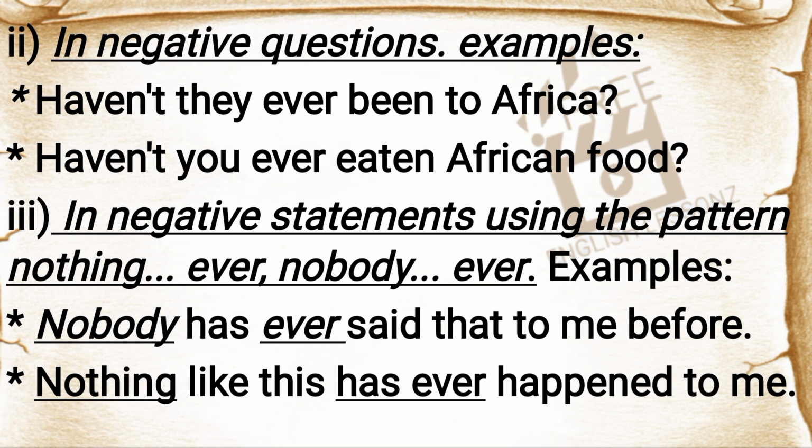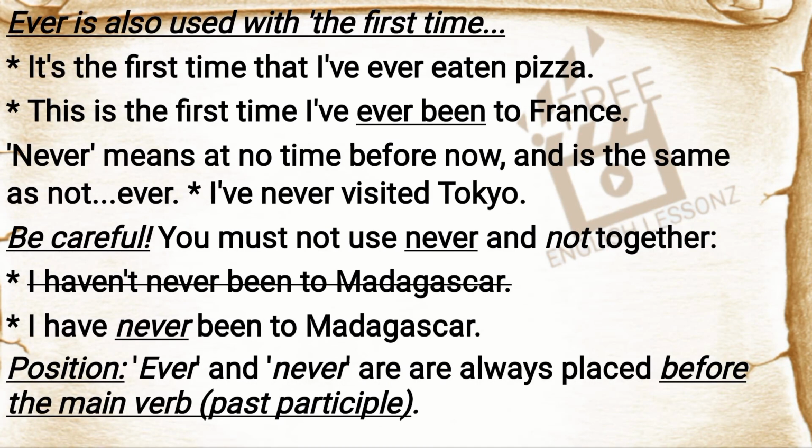3. In negative statements using the pattern nothing, nobody, ever. Examples: Nobody has ever said that to me before. Nothing like this has ever happened to me. Ever is also used with the first time. It's the first time that I've ever eaten pizza. This is the first time I've ever been to France.